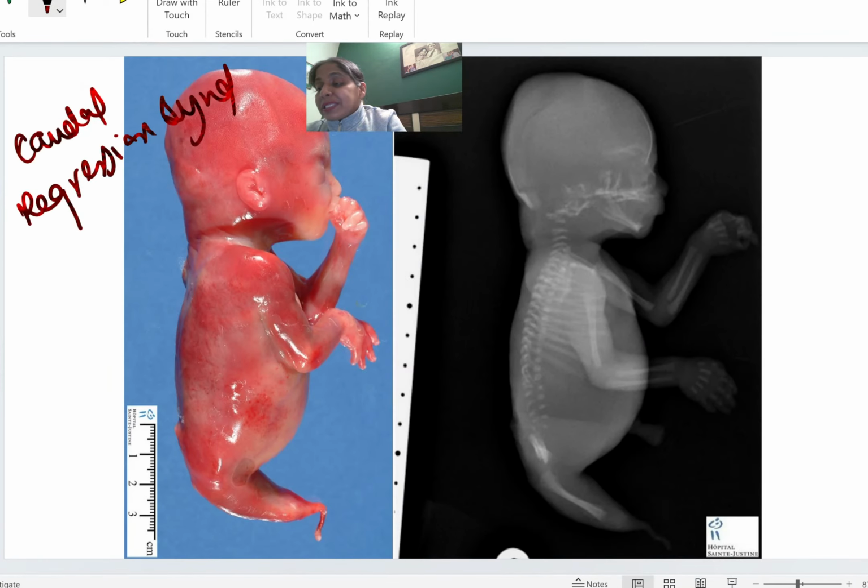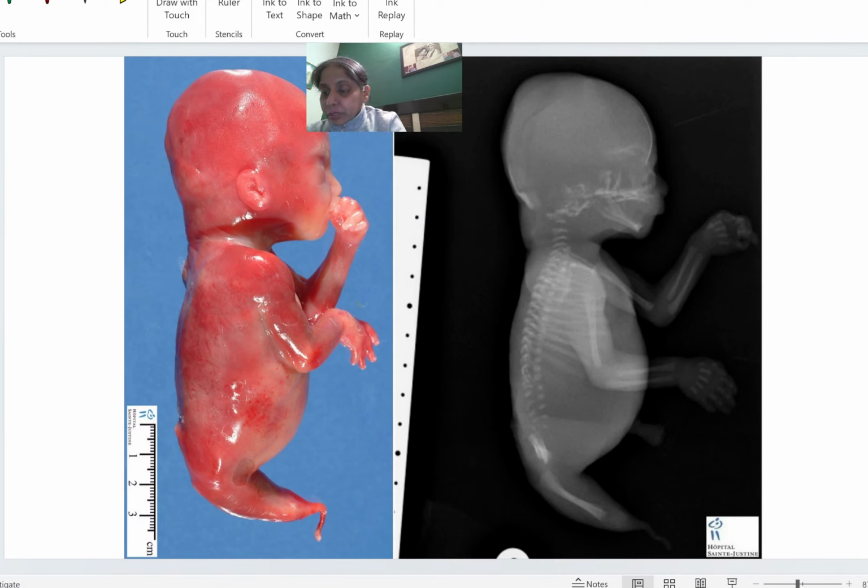Okay. So once again we will be doing the images. What does this image say? This image is sacral agenesis, and this problem occurs only in pre-gestational diabetes mellitus. It does not occur in gestational diabetes mellitus.